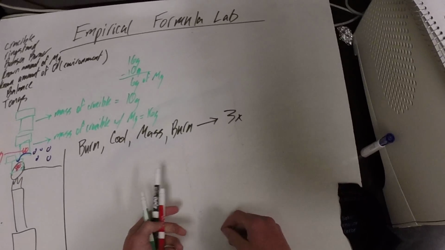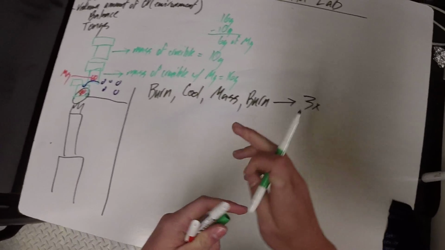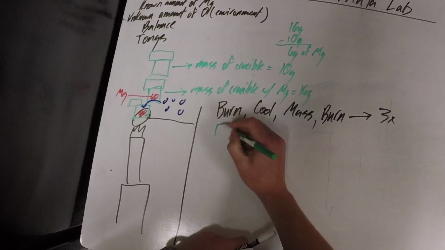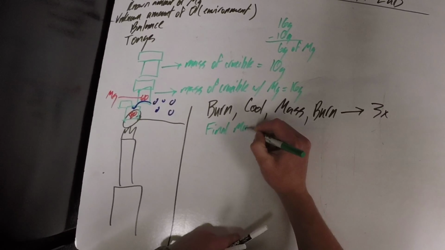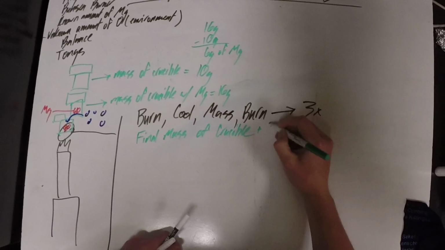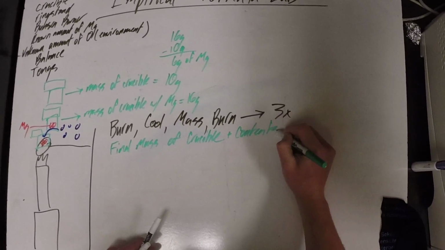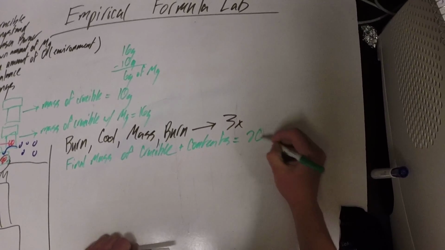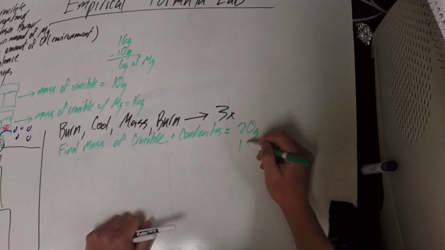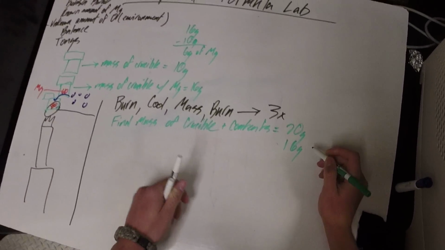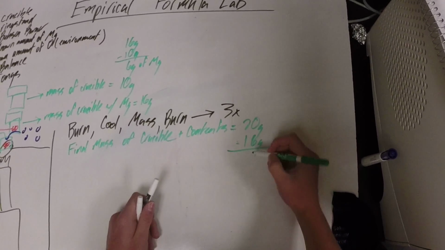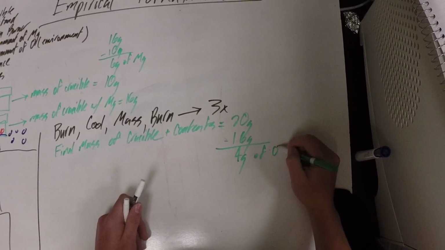So after you've done that 3 times, you're going to want to weigh the crucible a final time, and we'll say that final mass of crucible plus contents is equal to, we'll say, 20 grams. And so you're going to do some math again there, and you're going to take the 20 grams minus the 16 grams, which is what the crucible weighed before the oxygen came in and bonded to the Mg. So we'll do the subtraction there, and we'll get 4 grams of oxygen.